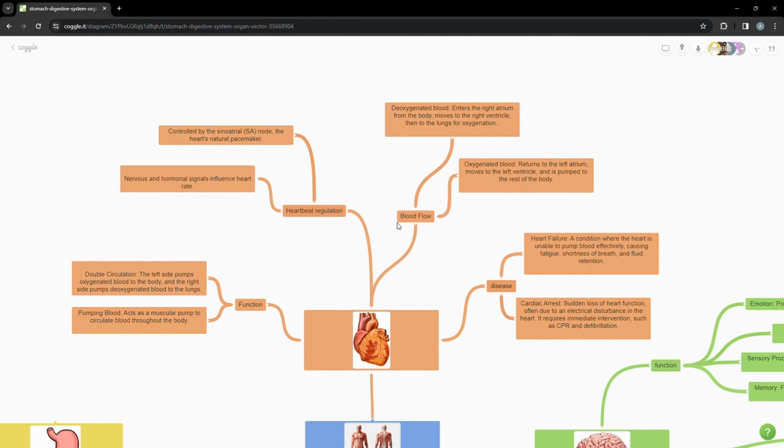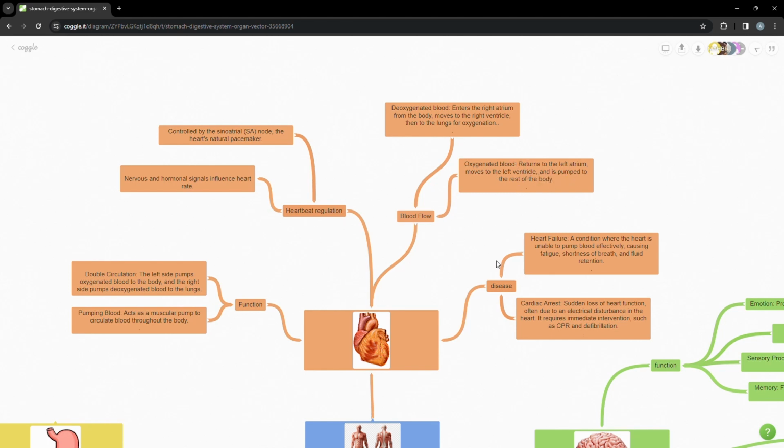For the blood flow, there are two blood flows. First is the deoxygenated blood. It enters the right atrium from the body, moves to the right ventricle, then to the lung for oxygenation. Second is the oxygenated blood. It returns to the left atrium, moves to the left ventricle, and is pumped to the rest of the body.